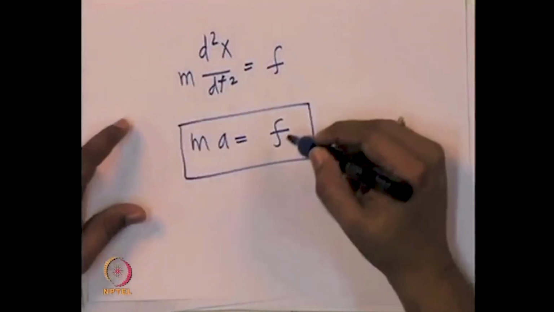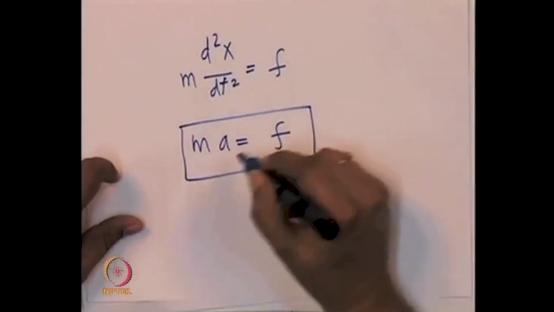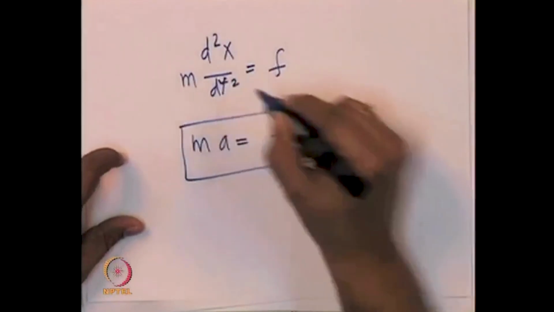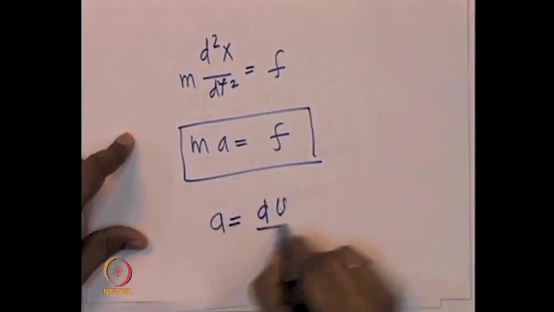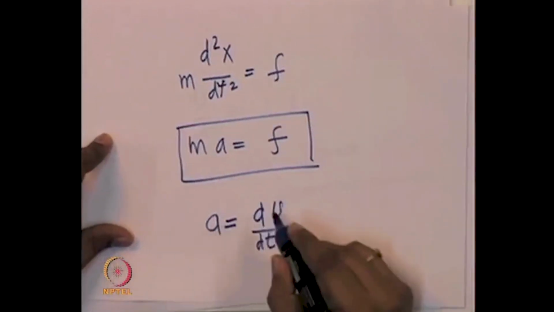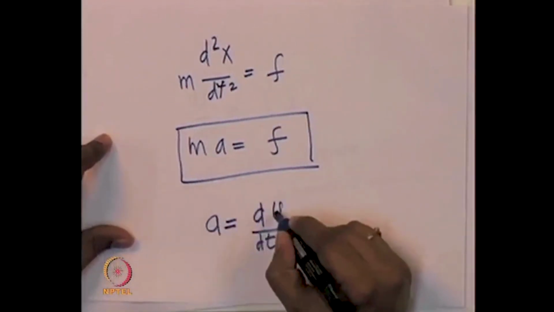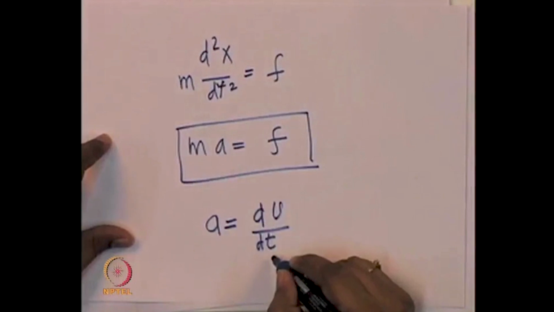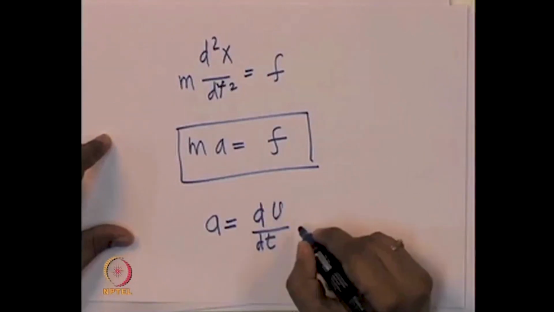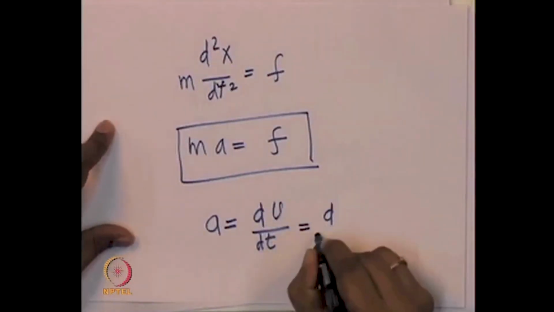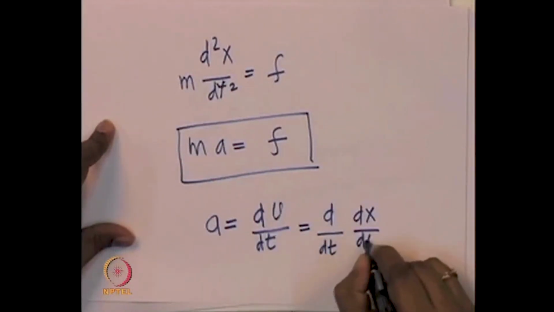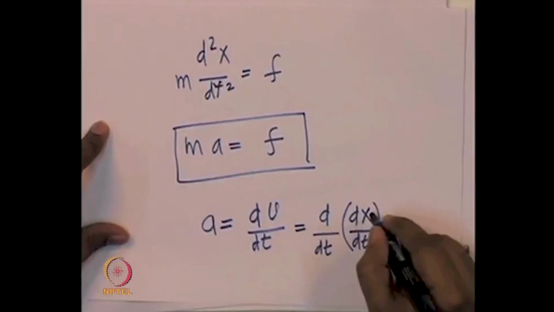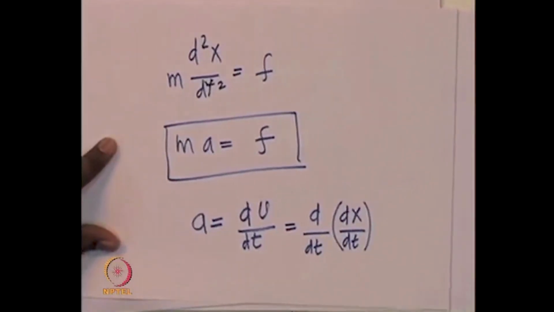This is Newton's equation, as all of you know. Now, acceleration can be written as dv by dt. That is, a is acceleration, and acceleration is change in velocity by change in time, dv by dt, and v can be written as dx by dt, that is, change in position divided by change in time.